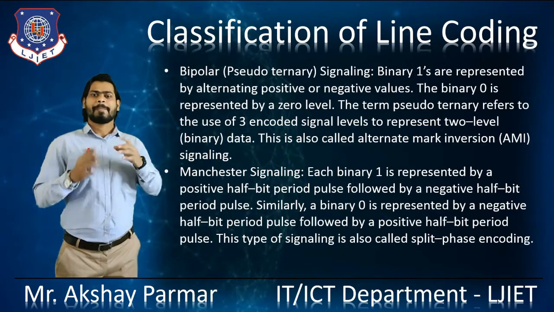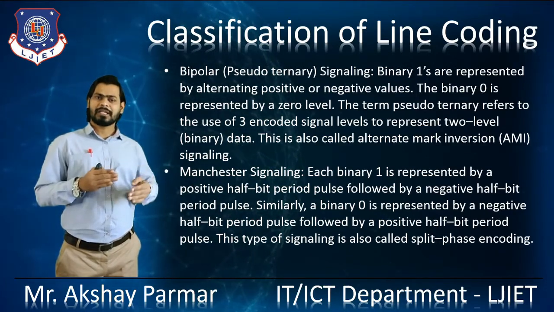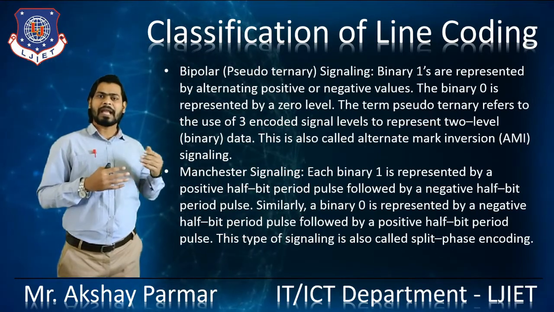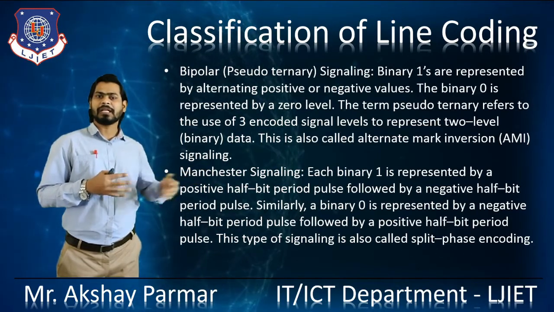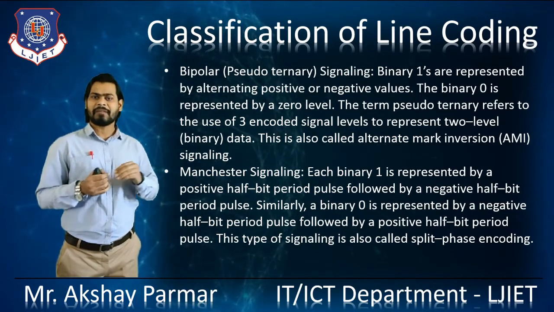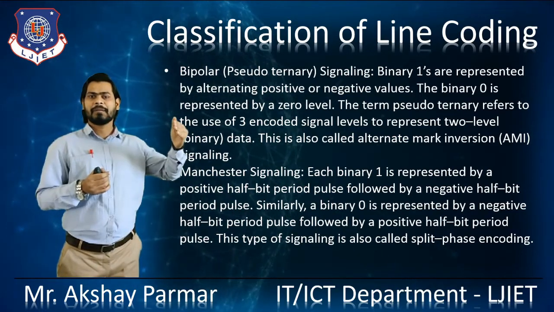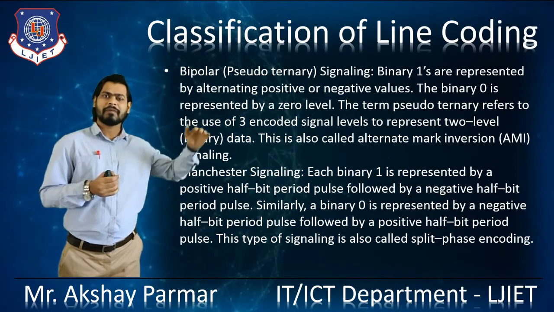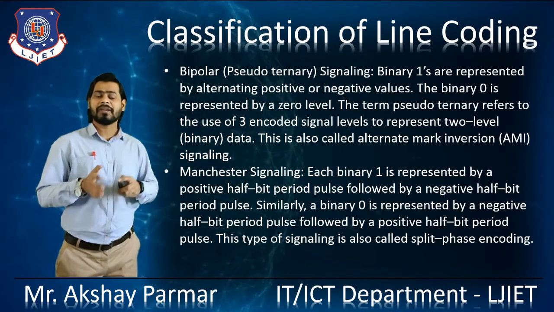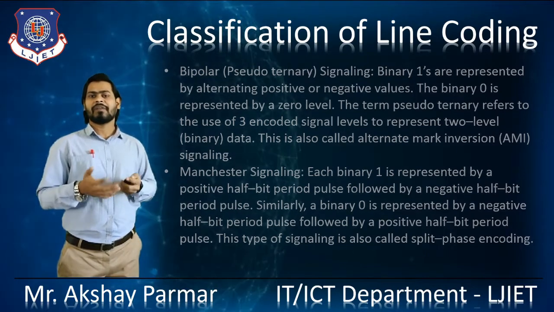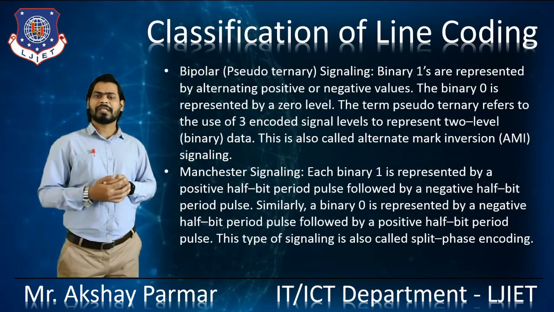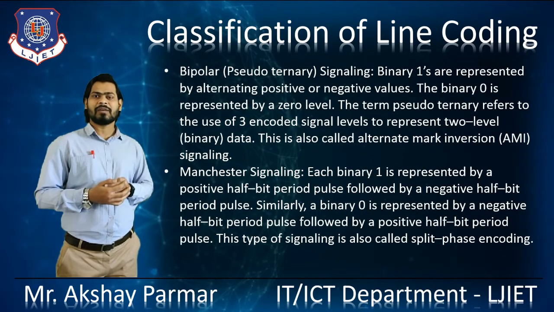Manchester signaling: each binary one is represented by a positive half bit period pulse followed by a negative half bit period pulse, right? Similarly, 0 is represented by a negative half bit period pulse followed by a positive half bit period pulse, right? This type of signaling is called split phase encoding, or Manchester encoding.